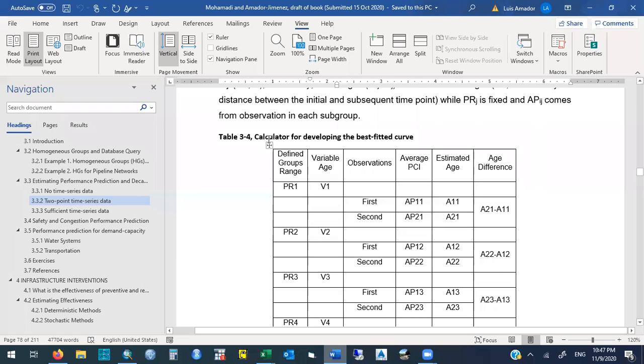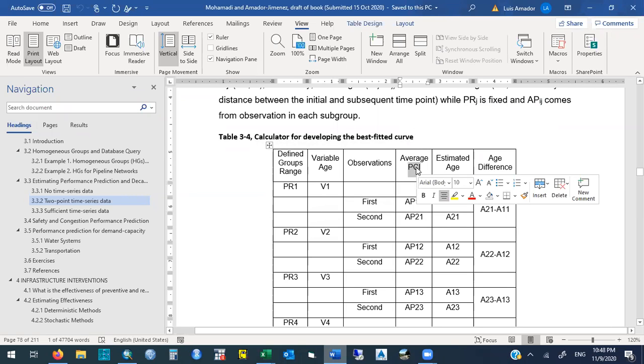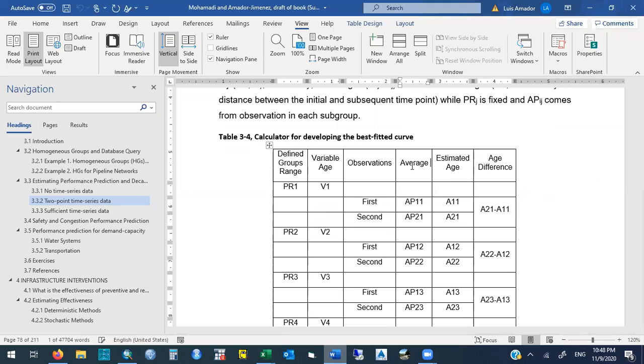The method is going to define a calculator, and the calculator can be used for any indicator. In this case it is PCI, but it can be IRI, so you just replace it, or it can be rutting, or cracking. So you're going to create groups, and for every group you're going to have the first year and the second year, or in the example I showed you before, 2015 and then 2017.